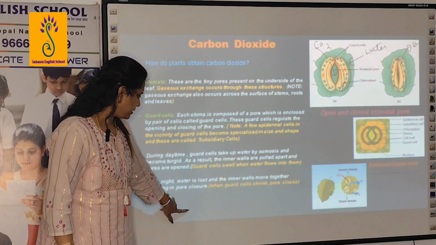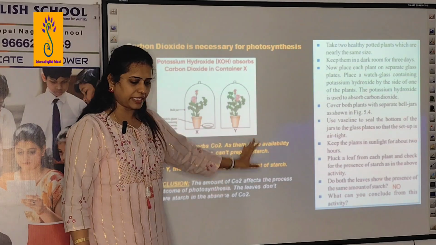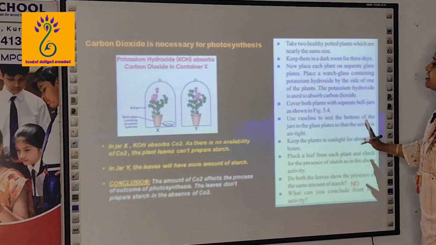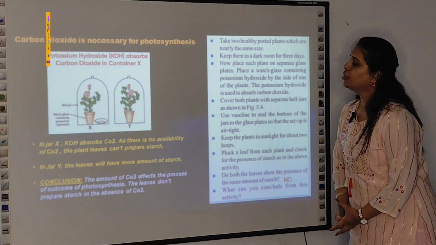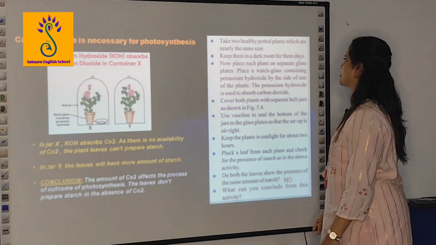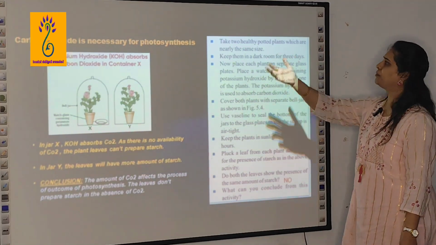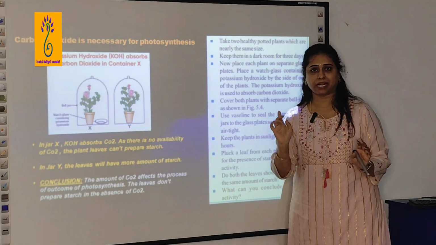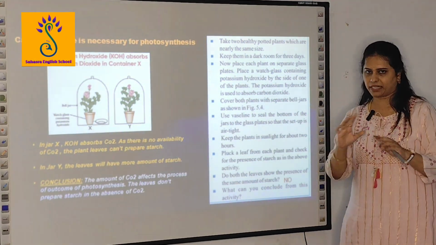Now, coming to the experiment. As I told you earlier, activities are very important for you because these can be asked for an 8-mark question. Now, an experiment is conducted to show that carbon dioxide is necessary for photosynthesis. This is a simple experiment. In the chlorophyll experiment we took only 1 plant, and we chose a plant with variegated leaves. What are variegated leaves? I have explained.